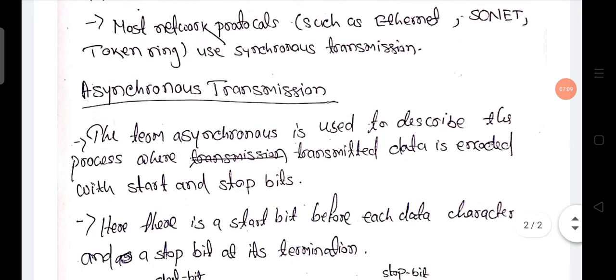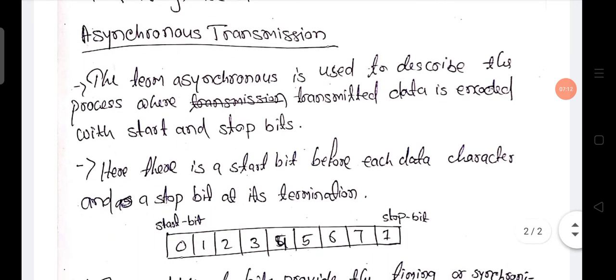Next, asynchronous transmission. As the name suggests, the term asynchronous is used to describe the process where transmission data is encoded with start and stop bits. In synchronous transmission, the data is preceded by a sync character. But in asynchronous transmission, the group of data is transmitted with a start bit and a stop bit.